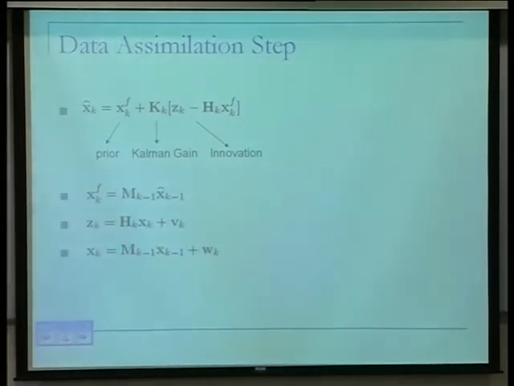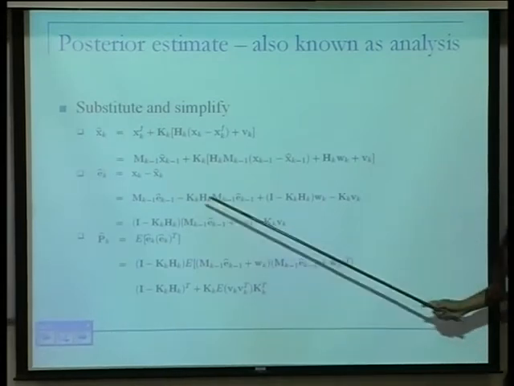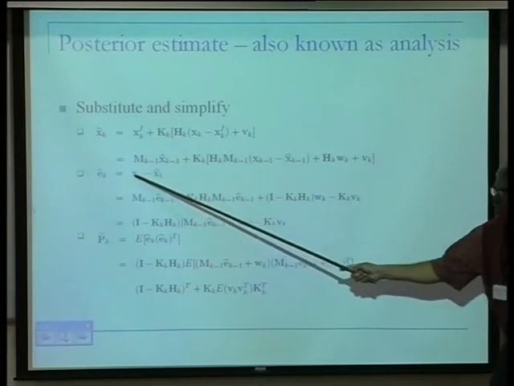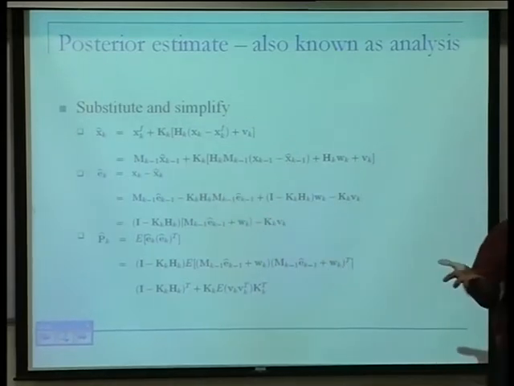If you did that, substitute, simplify, you compute the error in the estimate. To be able to compute the covariance, you need to compute the error, right?